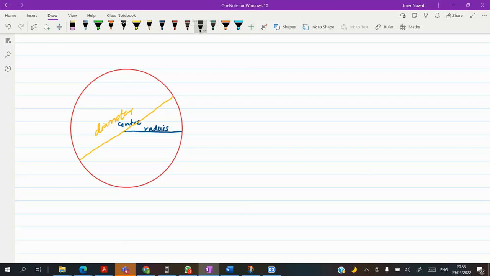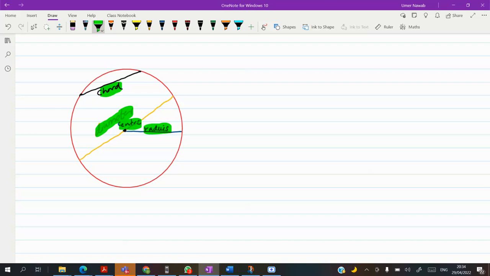Any straight line whose two end points are cutting the circumference is called a chord. Okay. By the way, diameter is also a chord, but it is passing through the center. So diameter is the maximum length of the chord drawn in a circle because it is passing through the center. So you understand what is the radius, what is the center, what is the diameter, and what is the chord.